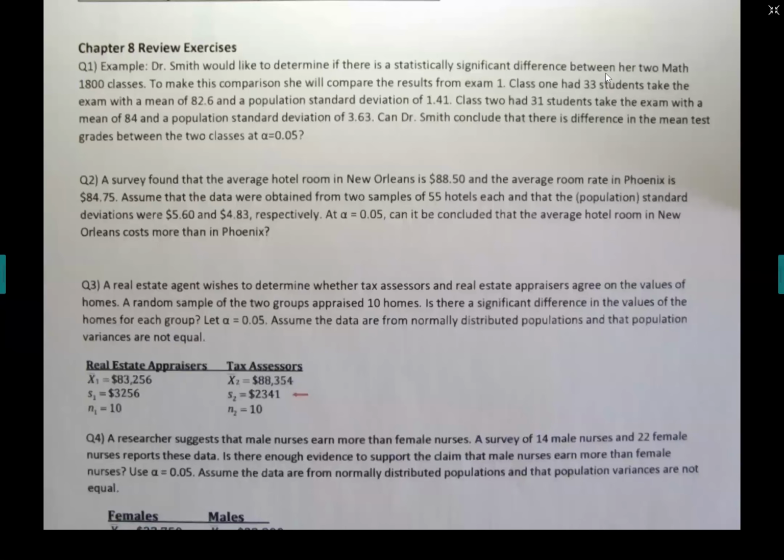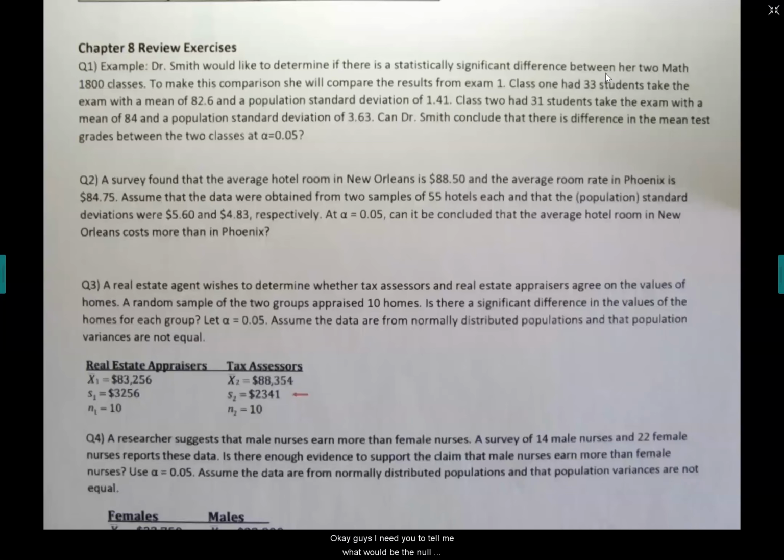Okay. So let's begin with number 3, covering section 8.2. A real estate agent wishes to determine whether tax assessors and real estate appraisers agree on the value of homes. A random sample of the two groups appraised 10 homes. Is there a significant difference in the values of the homes for each group? Let alpha equal 0.05. Assume the data are from normally distributed populations and that the population variances are not equal.